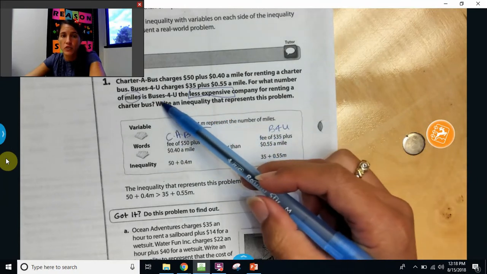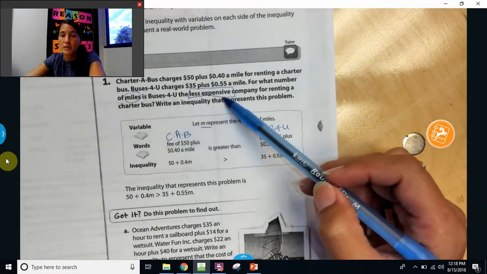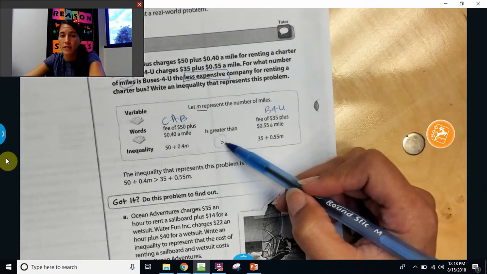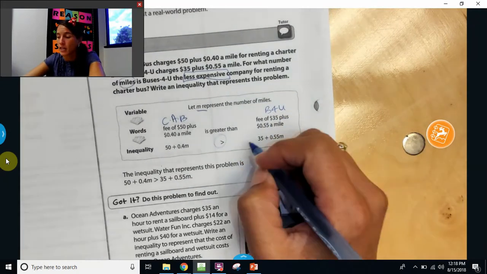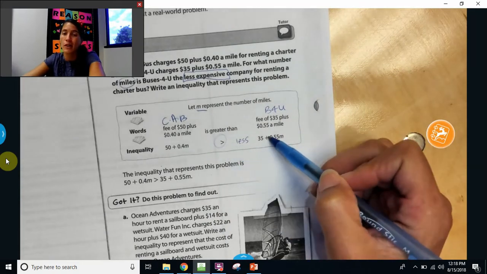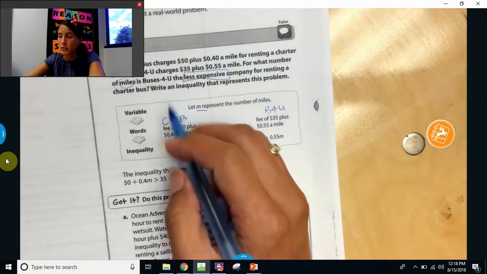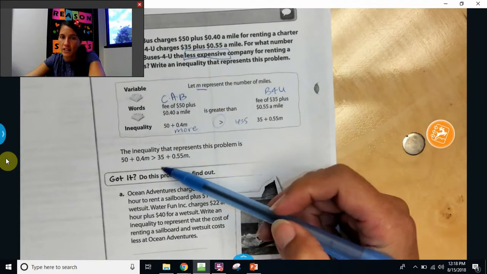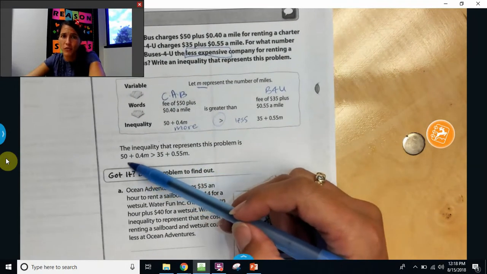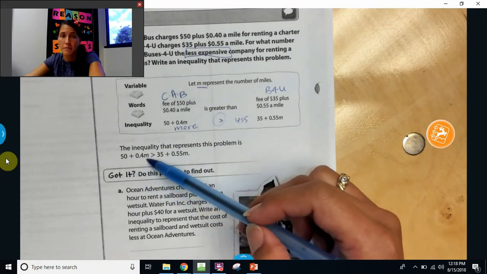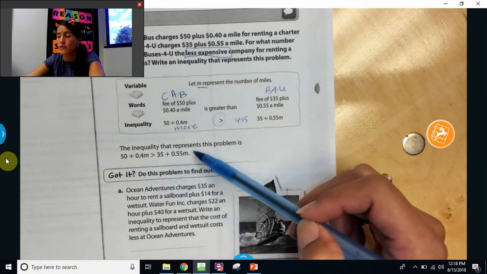And then it says, which one is Buses for You least expensive? So they chose the symbol greater than because they wanted Buses for You to be less. So the less would be towards the little pointy. The less is on this side of the inequality symbol, and this is more over here. And then there's an inequality. This problem is basically worked out for you. So now we have written an inequality. $50 plus 40 cents a mile, $35, 55 cents a mile.